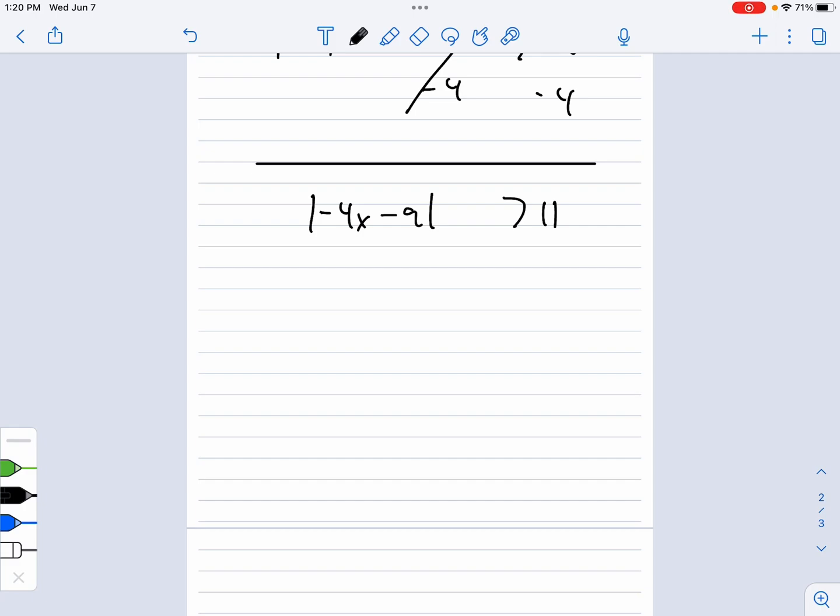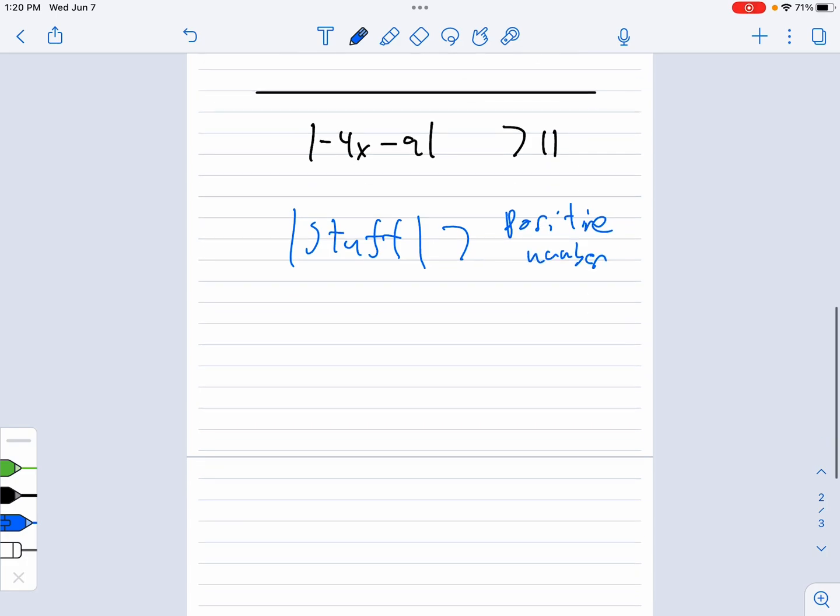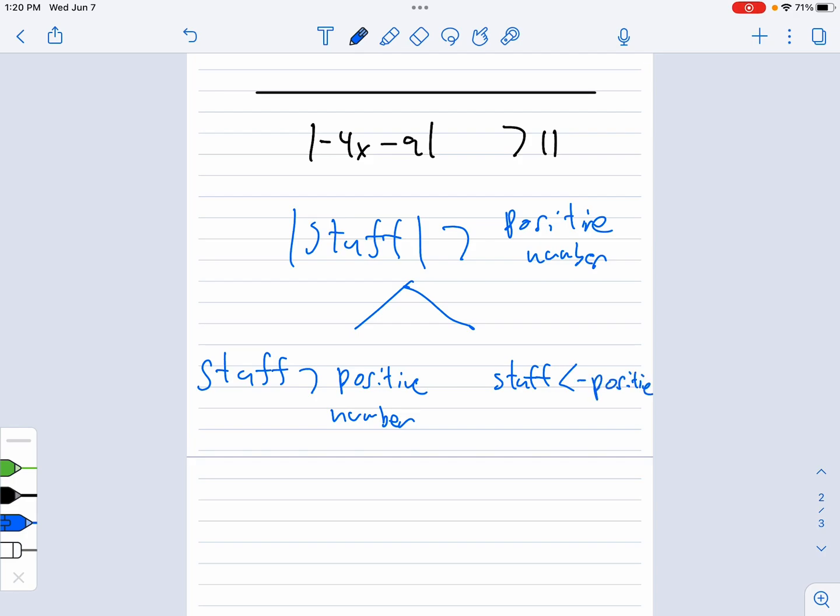Okay, so when you have an inequality where you have the absolute value on one side and a greater than a positive number, here's what we're going to do. In fact, let me write this out. When you have an absolute value greater than a positive number, you're going to make two inequalities out of this. Stuff greater than the positive number, and then another one which is stuff less than the negative of whatever that positive number is. And there's a big or here in the middle.